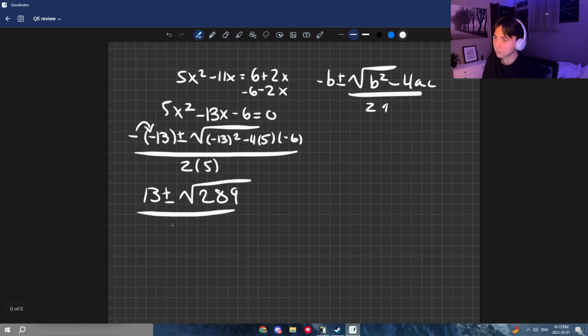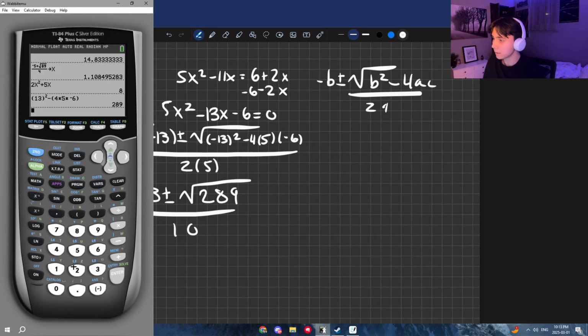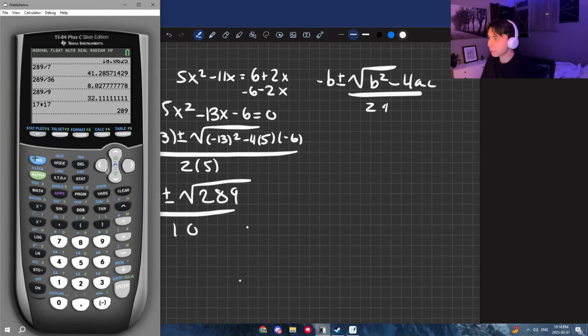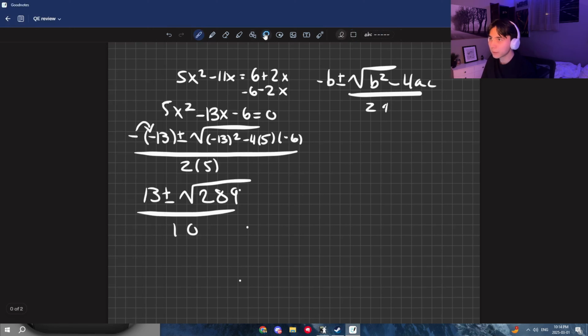And then 2 times 5 is going to give us 10. And we're going to be left with this. So I want to begin by trying to break down 289, right? So 289, maybe it's divisible by 3. No, maybe it's divisible by 6. Maybe it's divisible by 16. Alright, so in this case, we have the square root of 289. And if we take the square root of 289, that actually gives us a nice number. So we can just rewrite this as 17.